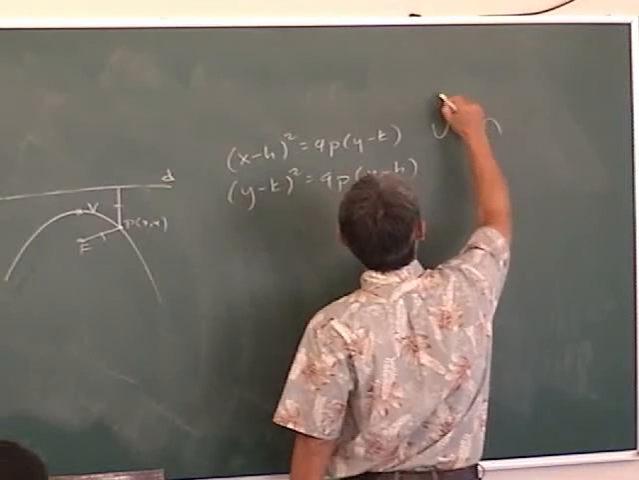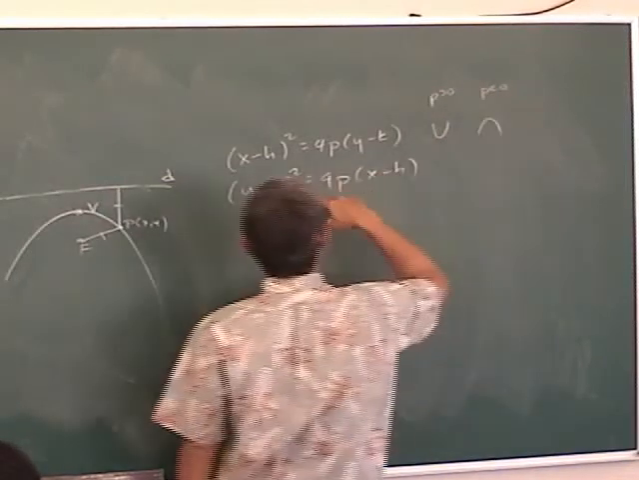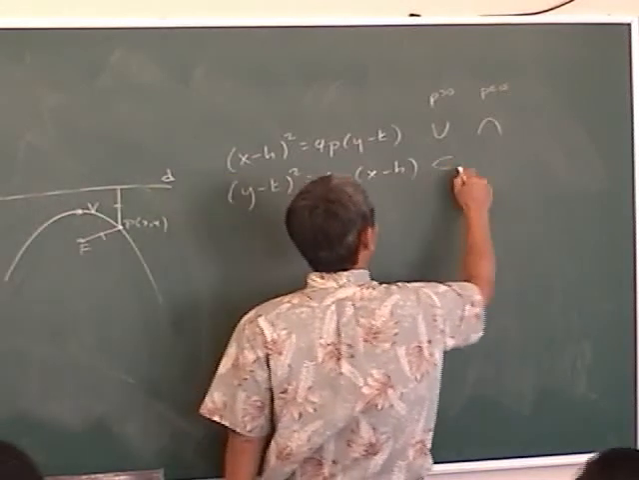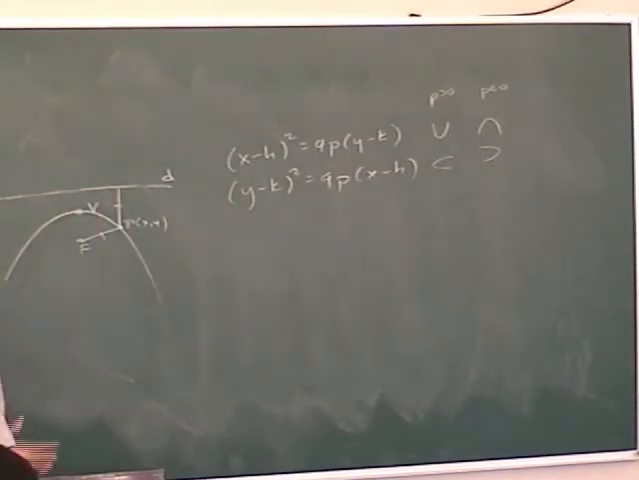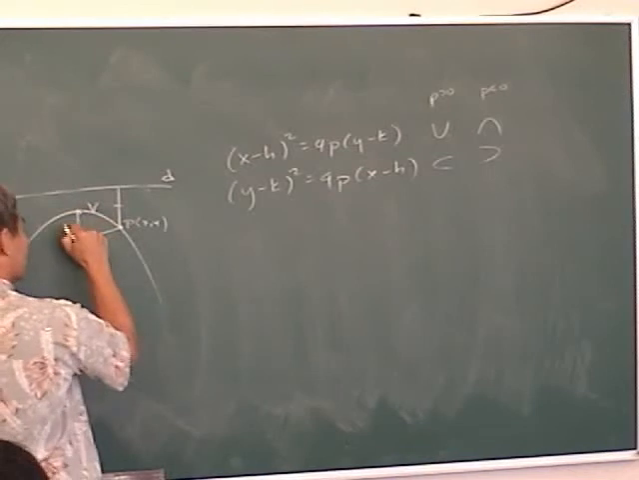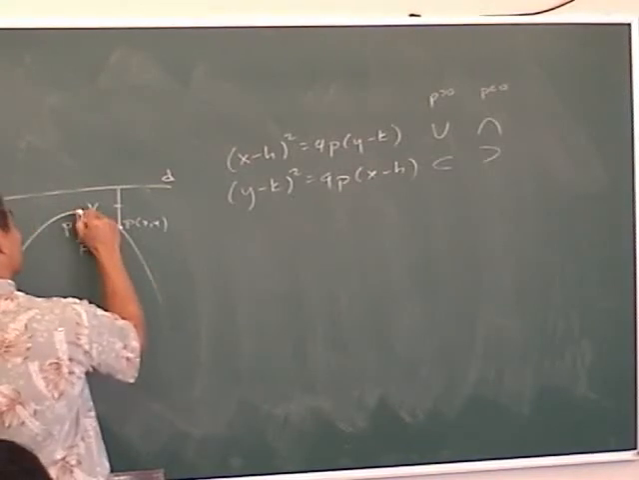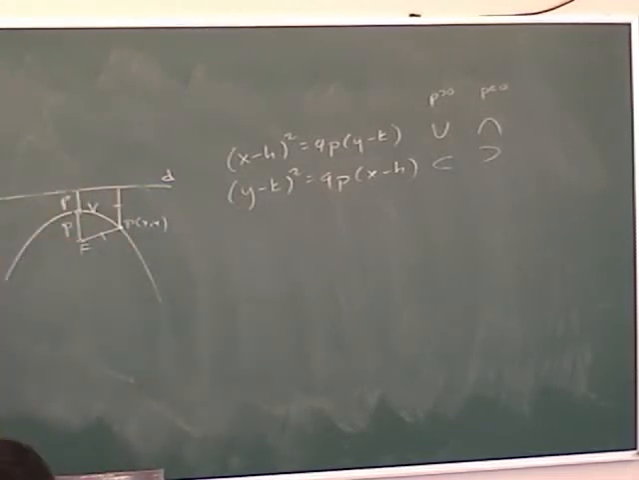And let's make a chart. P is positive, p is negative. In this equation, if p is positive, it opens to the right, but if p is negative, it opens to the left. And what is the significance of p? What do you guys remember from last year? P is the distance between the vertex and the focus. And it's also the distance between the vertex and the directrix, because these two distances have to be equal, right?